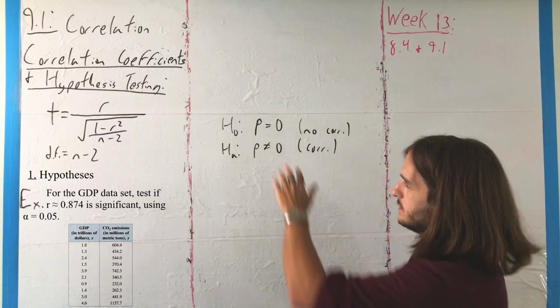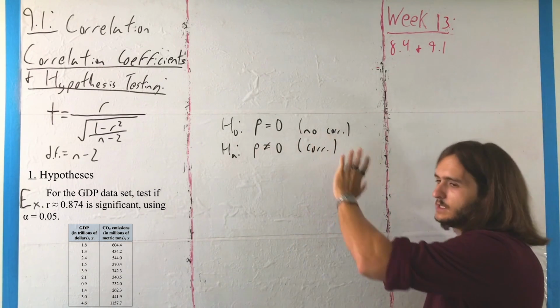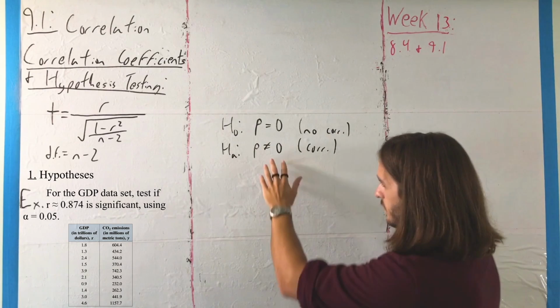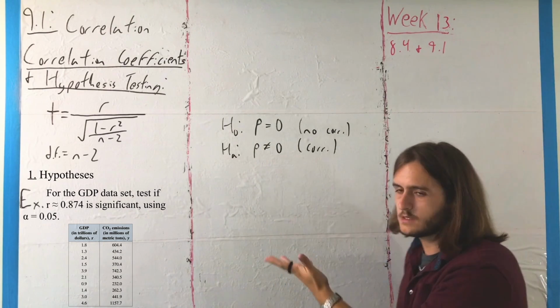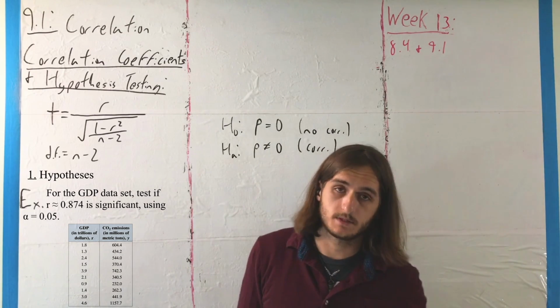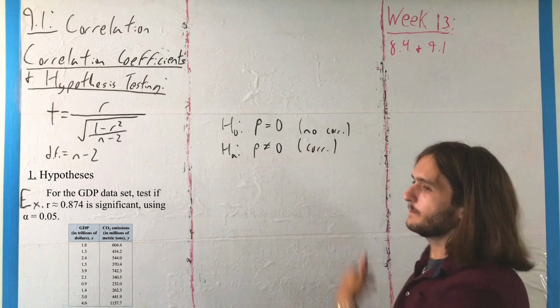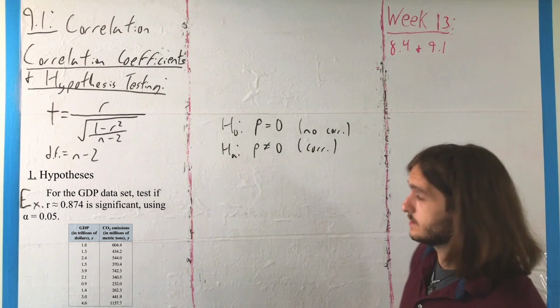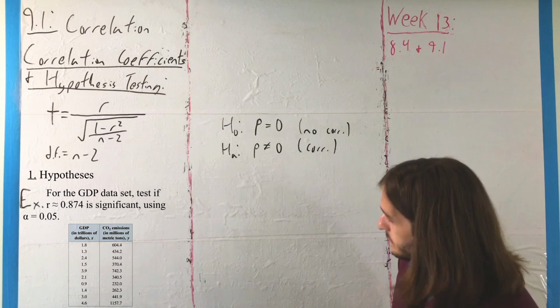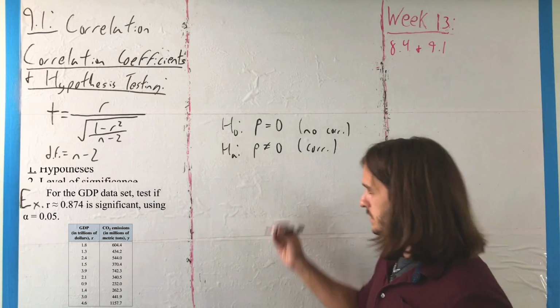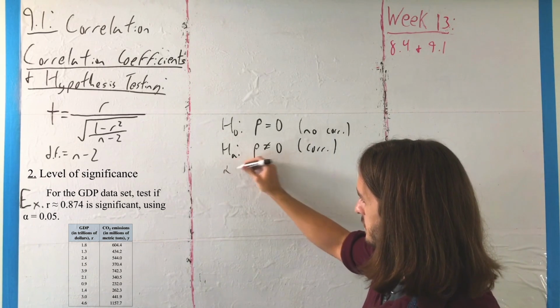So be careful here, rho equals 0 means that there is not any correlation. Rho non-zero means that there is, in terms of our test, some significant correlation, and we're not claiming either of these. This is just our pair of possibilities. Either there is or there isn't. Once we have that in mind, we can talk about our level of significance.